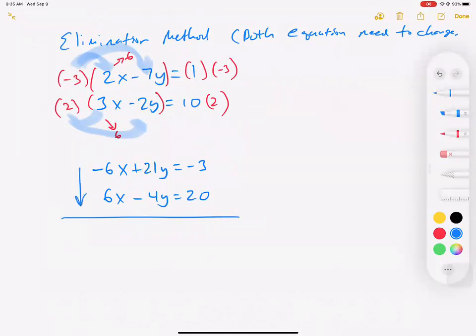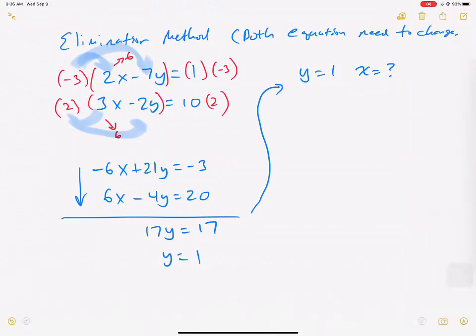Oh, great. Now the x's eliminate. Negative 6 plus 6 becomes 0, and we're left with 21 minus 4 is 17. y is equal to 20 minus 3, which is also 17. y is equal to 1. Now, if I know y is equal to 1, we still have to look for x. Let's look for x.